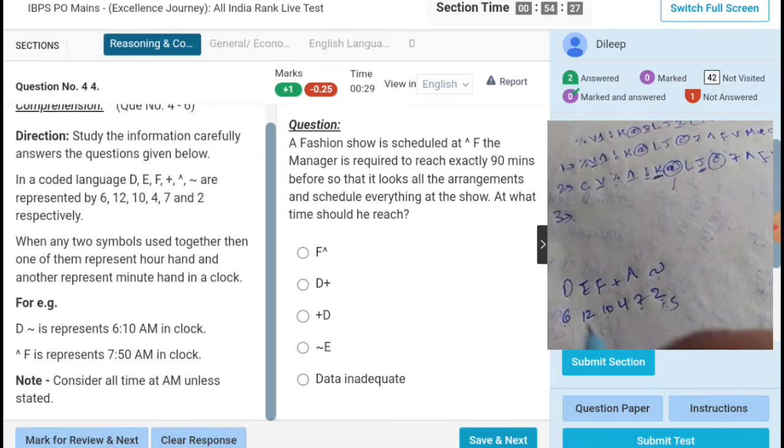A fashion show is scheduled at 7:50. The manager is required to reach exactly 90 minutes before. So 6:20. That looks like all arrangements are scheduled, so there is no time to reach. That is D.